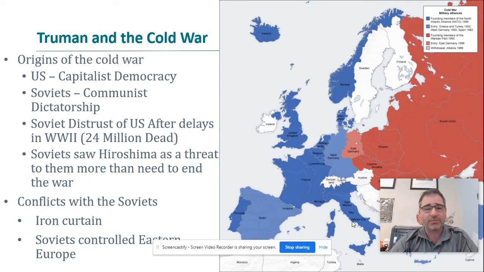The Soviet Union, by contrast, is a communist dictatorship. Now, communist is the idea that the people have the means of production. There is no private ownership. They tend to share out things equally in theory.